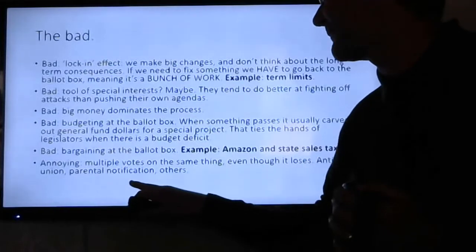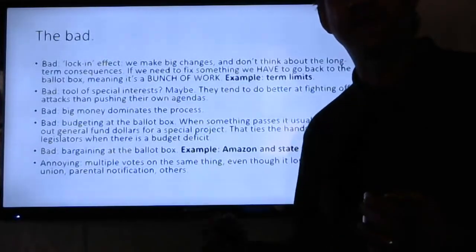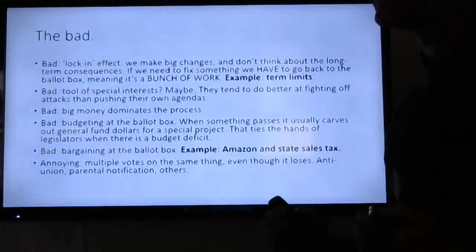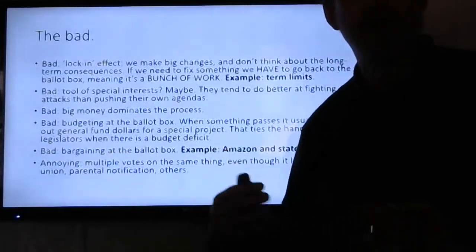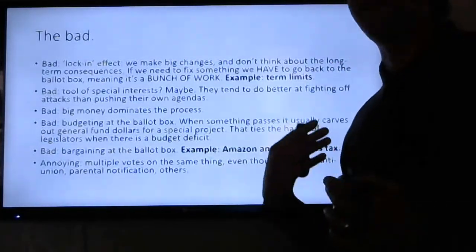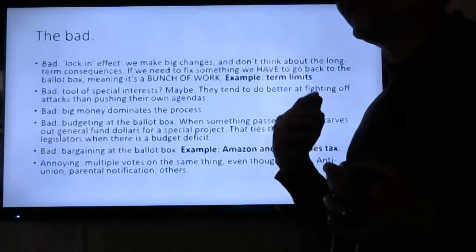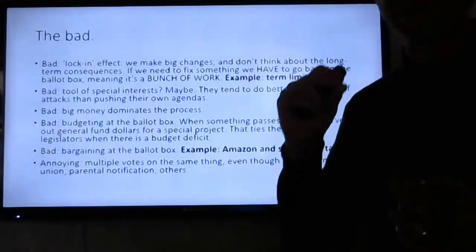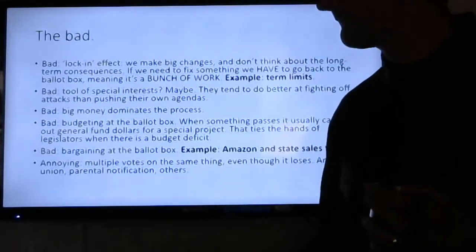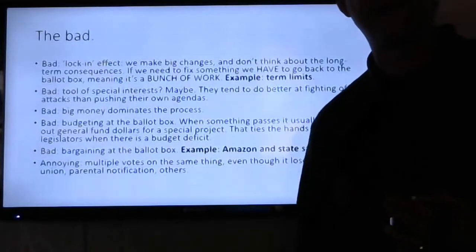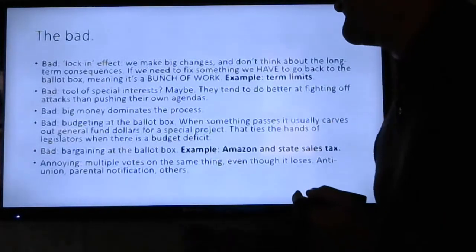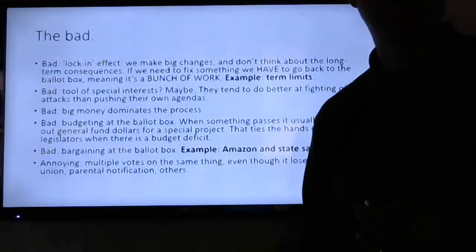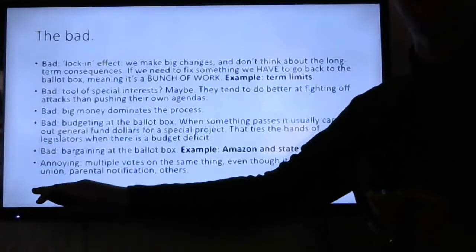Same for parental notification for minors who need to terminate a pregnancy. That gets put up there over and over and over again. It's really controversial. Planned Parenthood and the National Organization for Women have to spend a lot of money on it, but it's up there again. Every 3 or 4 years, we're voting on this stuff and other things as well, okay? Very annoying, right?